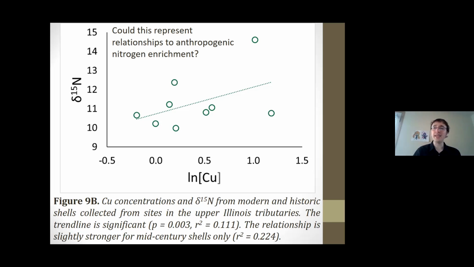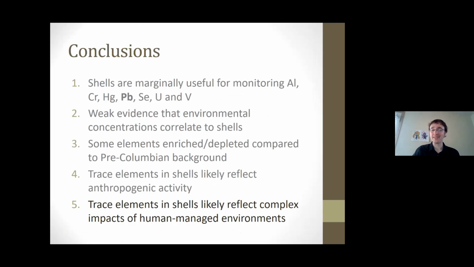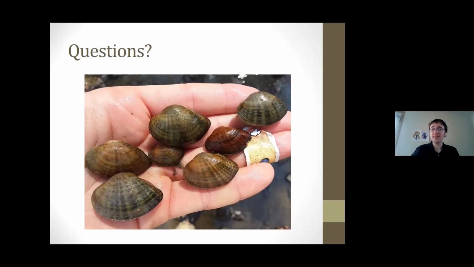So that is, again, what looked like maybe a fairly simple story, getting massively more complicated and starting to get outside the scope of the ability of this study to look at it. So my main conclusion is that trace elements in shells likely reflect complex impacts of human managed environments. I'm casting a really wide net here for this conclusion. There's a lot going on potentially, and there's a lot of room to ask new questions and perform new studies to try and answer and narrow down what is going on.